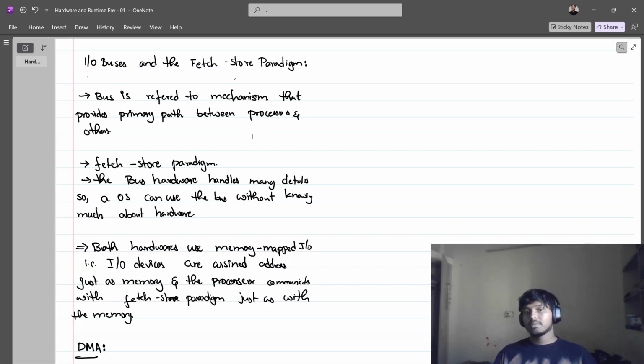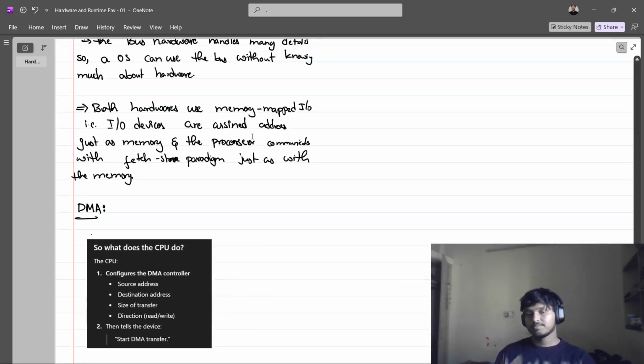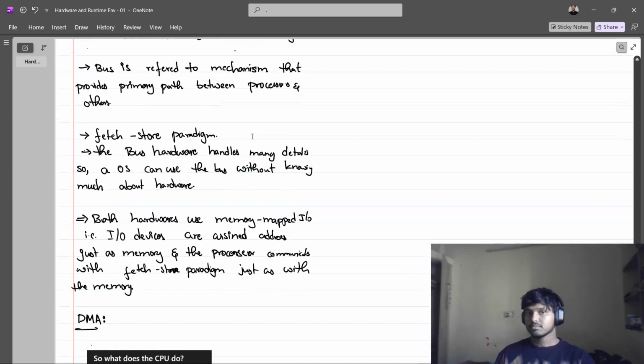And in memory mapped IO, as in this case, you can interact just like a Von Neumann paradigm where if the CPU wants to ask the IO to perform something, it just gives the IO device the instruction needed. I mean, the address of that instruction, I guess. I'm not really sure, but you get the intuition there.